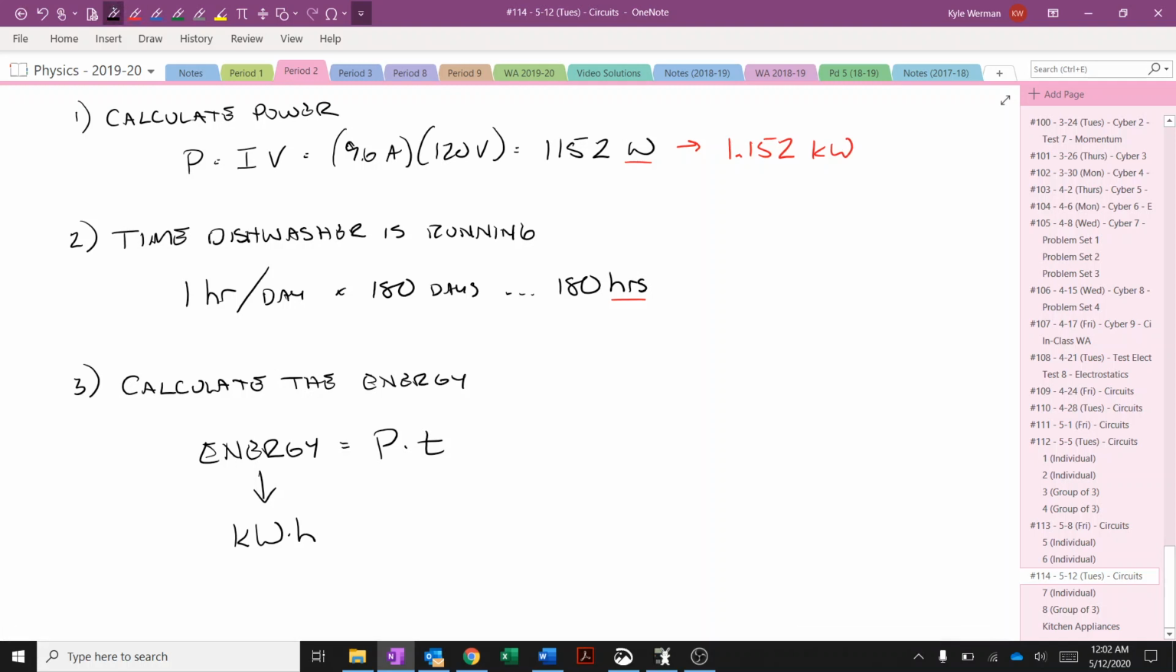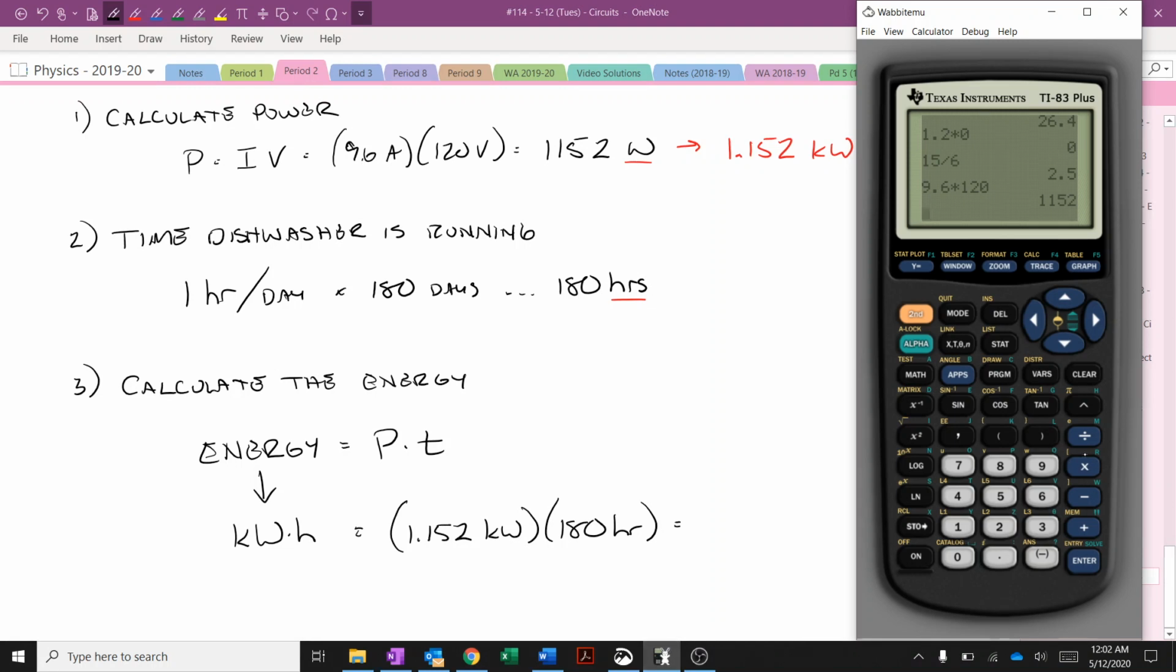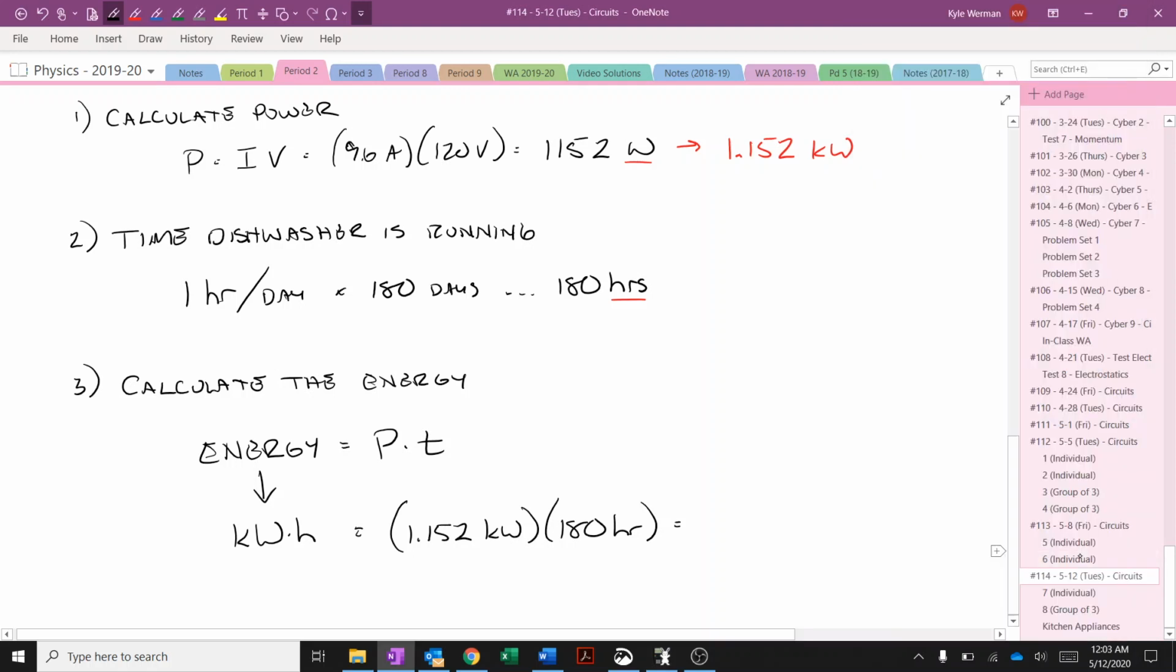And so the energy for my washer dryer is going to be the power, 1.152 kilowatts, times the time it's running, 180 hours. And we get a unit called a kilowatt hour. So if I divide that by 1,000 and then multiply by 180, this thing uses up 207.4 kilowatt hours of energy every year.